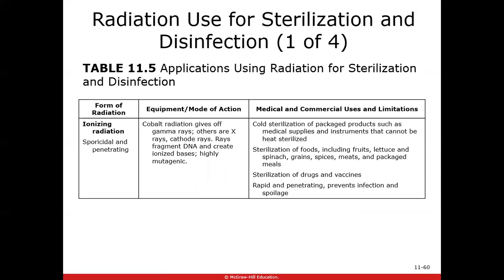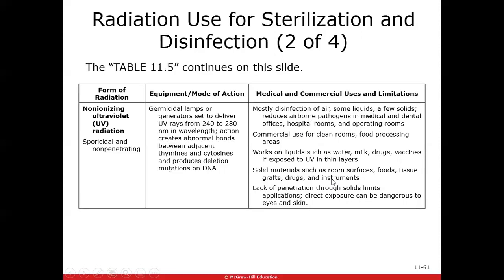So radiation is used for sterilization and disinfection. Ionizing radiation is sporicidal and penetrating. So there are different medical and commercial uses: cold sterilization, sterilization of foods, including fruits, lettuce, spinach, grains, spices, meats, packaged meats, meals, and sterilization of drugs and vaccines. It's rapid and penetrating, and prevents infection and spoilage.